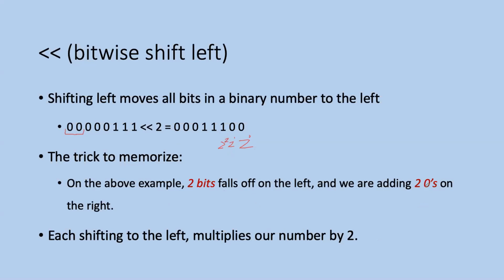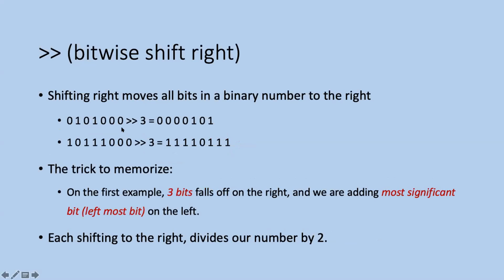Okay. Now let's talk about bitwise shift right. All right. Shifting right moves all bits in a binary number to the right. Right. So the trick to memorize: on the first example, we have 3 bits in a binary number, bitwise shift right by 3.